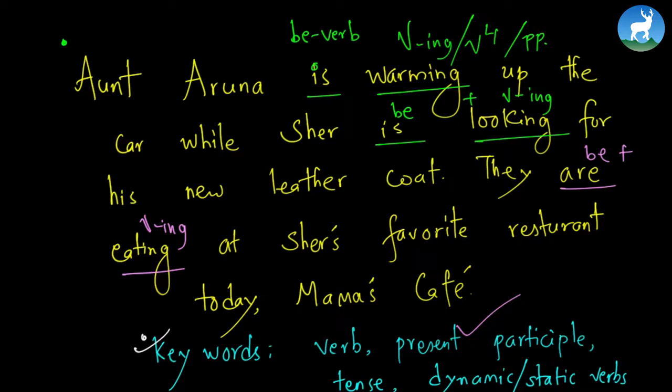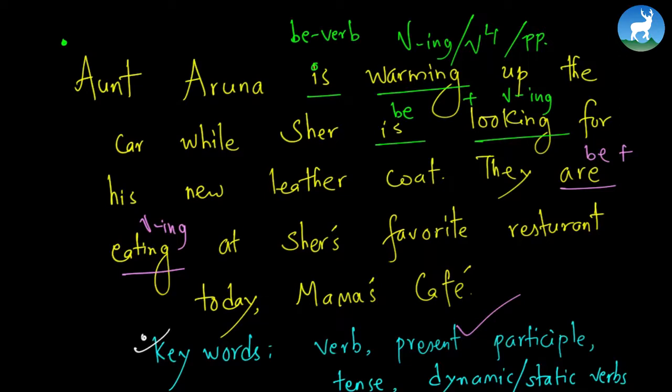Imagine Aunt Aruna has surprised her nephew Sher for his birthday and is going to take him out to his favorite restaurant, Mama's Cafe. So if I wanted to tell the story after it happened, I would just use past tense, and I would say something like they waited at the red light and Sher worried they might miss their reservation. So that is another way of telling the same story.